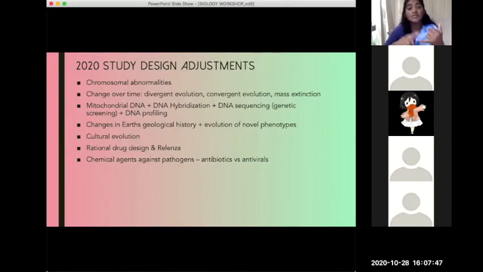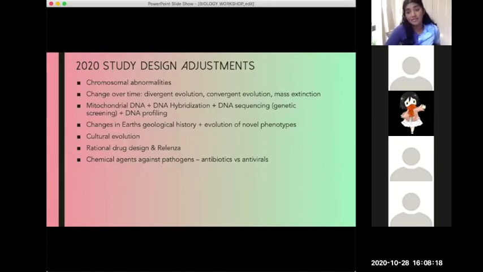Change over time, so divergent evolution, convergent evolution, and mass extinction, that's been taken out. Mitochondrial DNA in terms of analysis, you do need to know what mitochondrial DNA is. Just to recap, mitochondrial DNA is DNA in the mitochondria, and it's passed down by the maternal lineage. So you will have the same mitochondrial DNA as your biological mother, and so it's actually conserved really heavily over time.